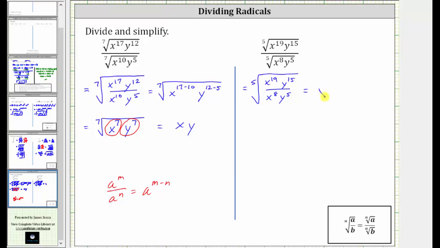This is equal to the fifth root of x to the 19th divided by x to the 8th is equal to x raised to the power of 19 minus 8, which gives us x to the 11th. And then we have y to the 15th divided by y to the 5th, which is y to the power of 15 minus 5, giving us y to the 10th. And now we need to simplify the fifth root of x to the 11th, y to the 10th, by identifying the factors raised to the fifth power.